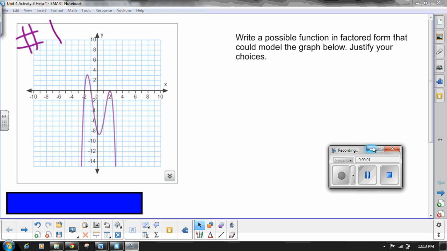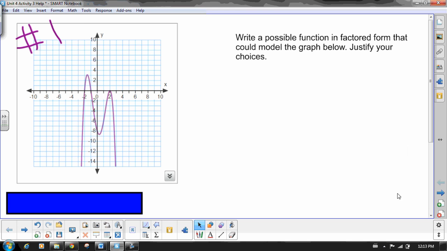Okay, so this video is going to help explain what to do for assignment 2 in Unit 4, Activity 2. So the first question, it gives you a graph and you have to write a function or the equation of a function in factored form that could represent the graph.